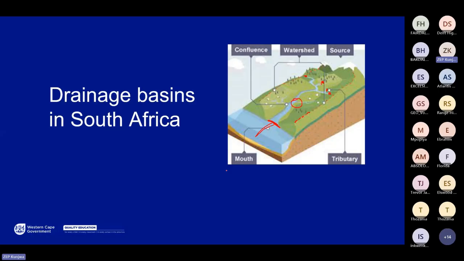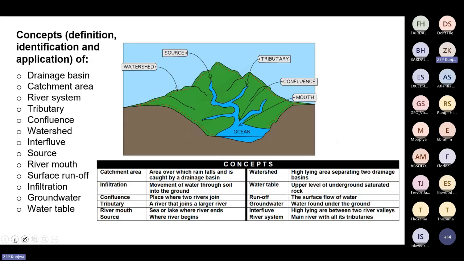Let's move on. Now, the following slides are also showing the drainage basin. We have defined the drainage basin together as an area that is drained by the river with its tributaries.